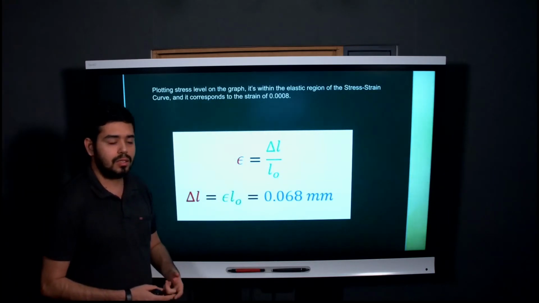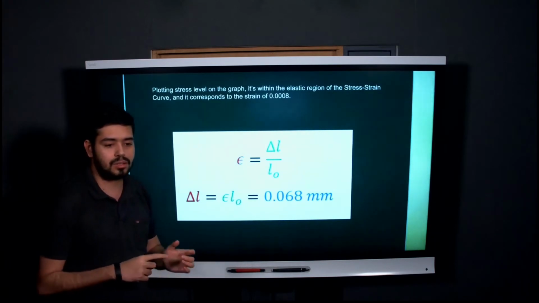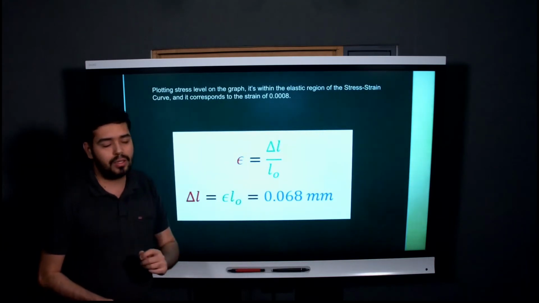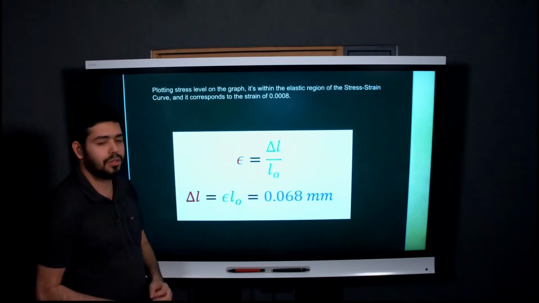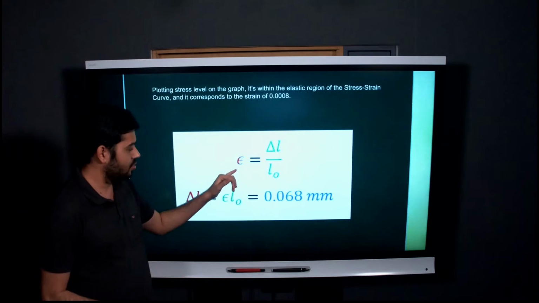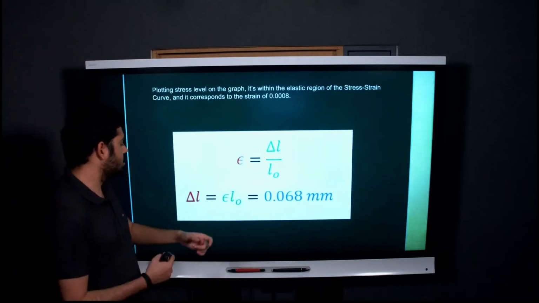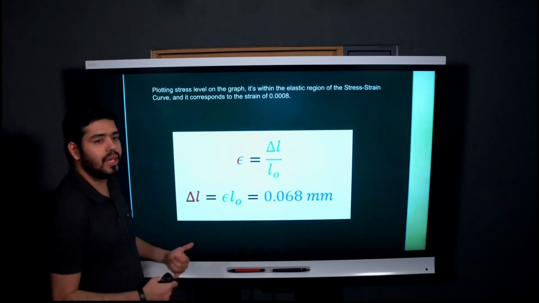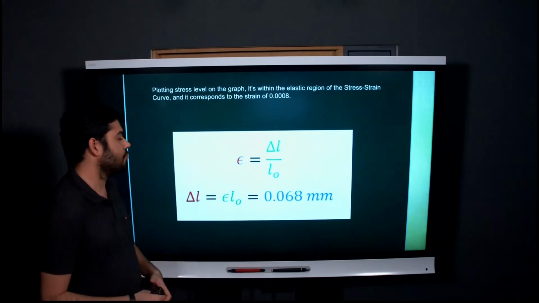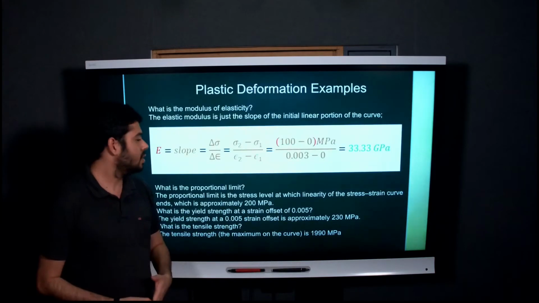After we get the stress, we plot it on the stress-strain curve, and we get a strain of about 0.008. Then this is the formula for strain. To get the elongation, we rearrange the formula and put in the values. We get 0.68 millimeters. That's the elongation for our specimen. Let's go to the next example now.